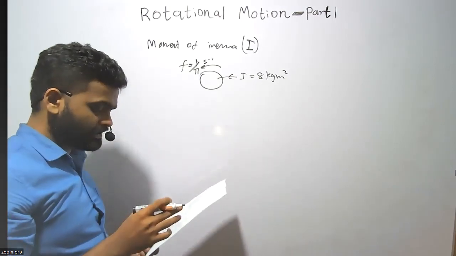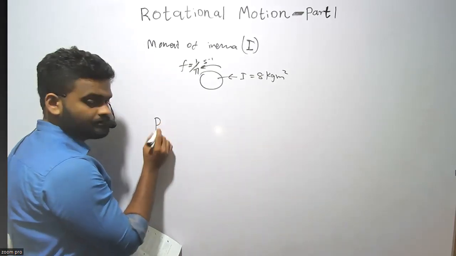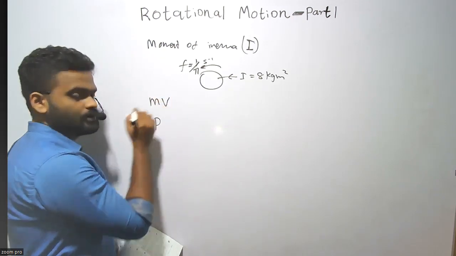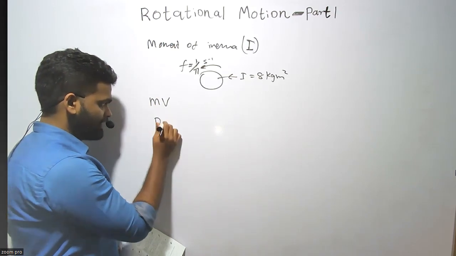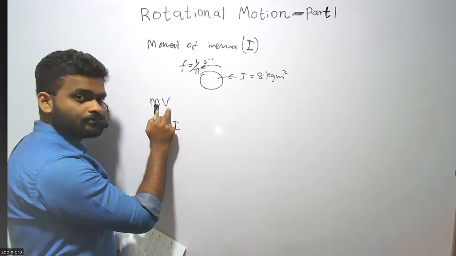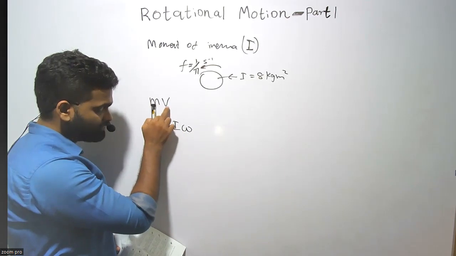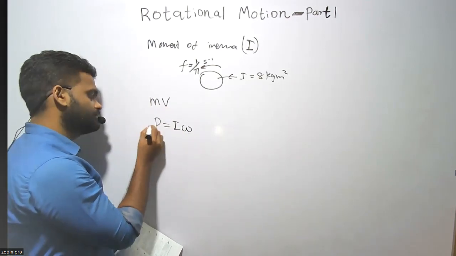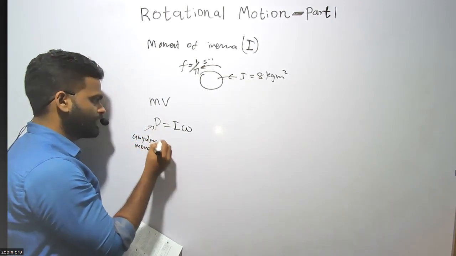So in the question what they ask is angular momentum. So let's say angular momentum is like P. So what is linear momentum? Linear momentum is mass times velocity. So what should be the angular momentum? Instead of mass, you need to put moment of inertia, I. Instead of V, you need to put angular velocity. So everything is converted into angular quantities. Then you have angular momentum.